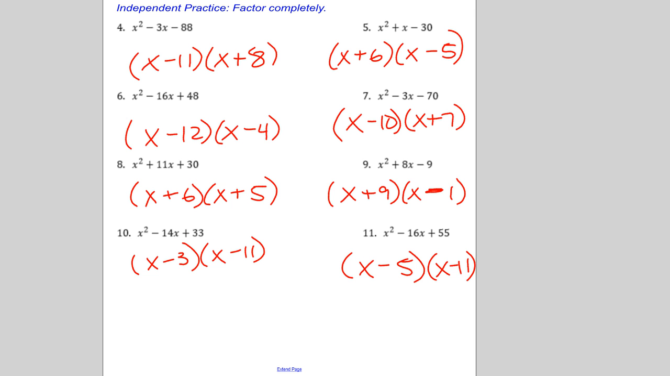All right, guys, take a minute, check your answers to those independent practice problems, okay? Again, keeping in mind, it doesn't matter what order I put these factors in. I could have said x plus 8 times x minus 11, okay? But it does matter the signs. I need to make sure the 11 is negative and the 8 is positive. Okay, so check those answers. Once you're done checking them, flip over to the back side.